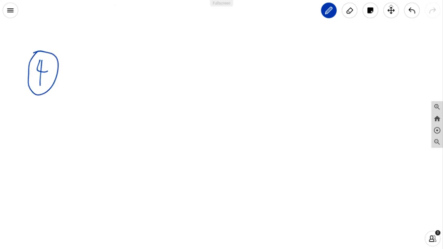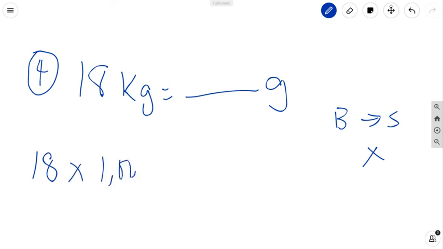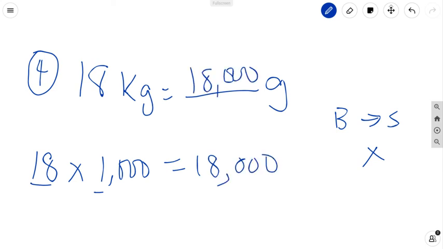Let's try number 4. We have 18 kilograms and want to know how many grams that is. Well, now we're going from big to small, which means we're going to multiply. And there are 1,000 grams in a kilogram, so we're going to multiply 18 by 1,000. 18 times 1 is 18. Add the 3 zeros, 18,000. So far, no real shock there. I think it's fairly simple.